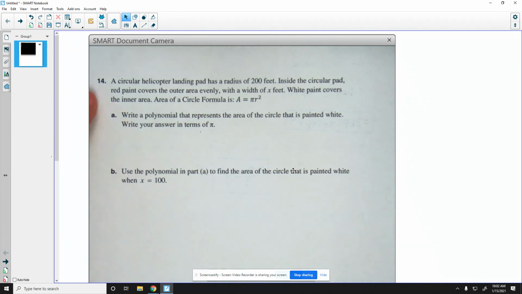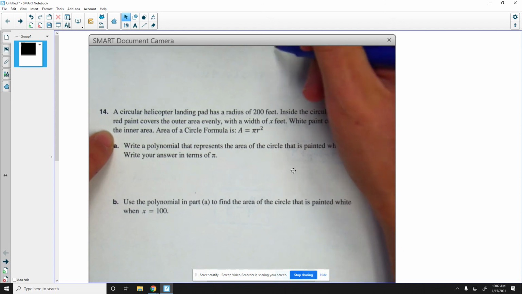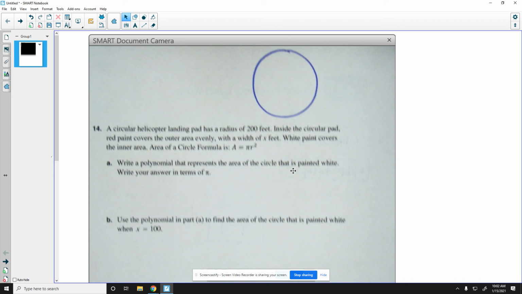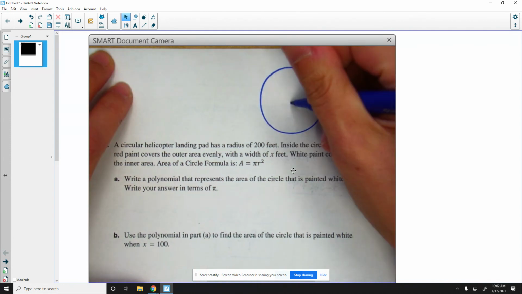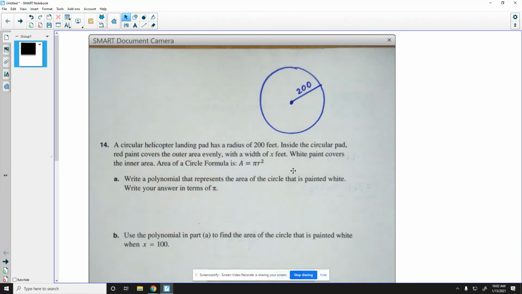All right, number 14. A circular helicopter landing pad has a radius of 200 feet. Okay, I don't know what we're talking about. Maybe let's draw this. So a circular, that's why I'm drawing a circle. A circular helicopter landing pad has a radius. So radius means from center to the side of 200 feet. So I'm going to label that 200.